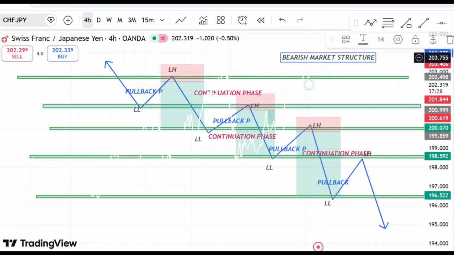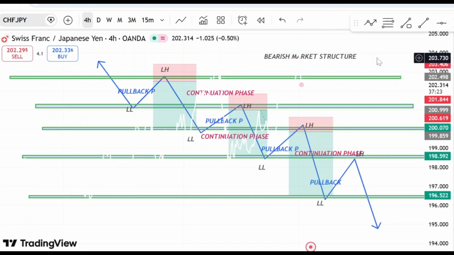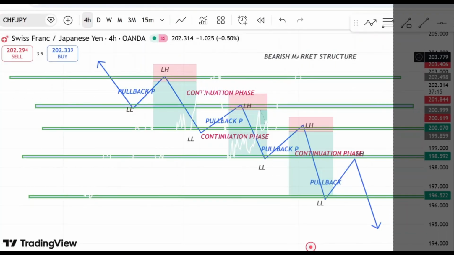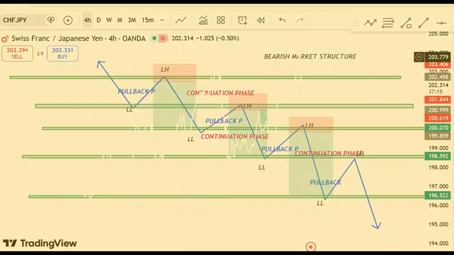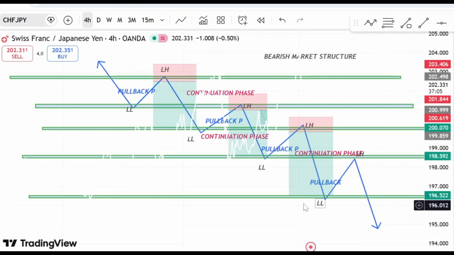Bearish market structure. Okay, cool. And so we are going to apply this kind of knowledge, this kind of skill, on the Leo chart.